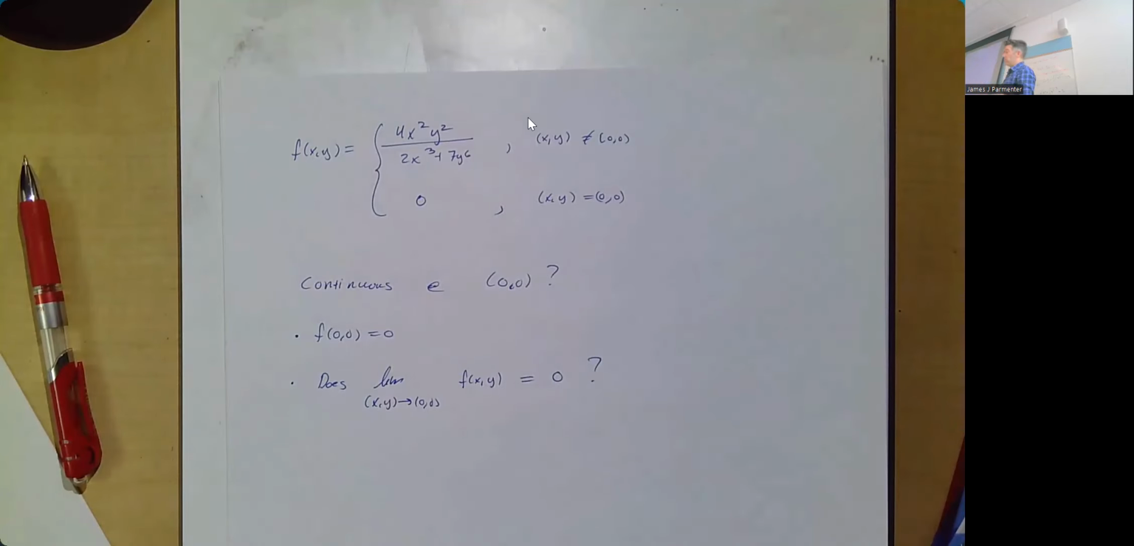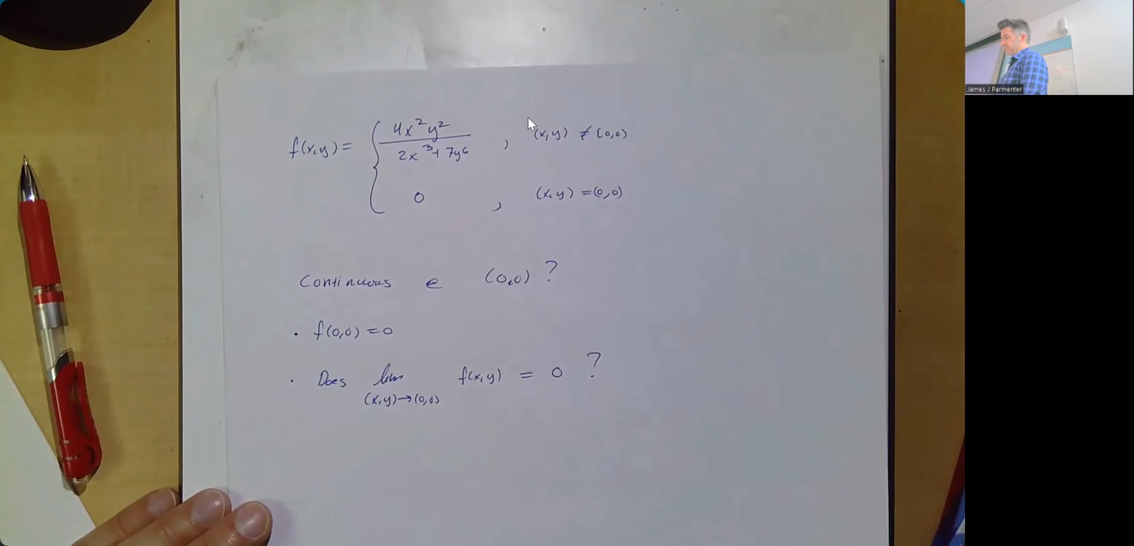This function is continuous at most points, wherever it's defined. For example, this function is certainly continuous at 1, 2, because the function value at 1, 2 is whatever you get when you plug in 1, 2, and the limit at 1, 2 is also the same number because you would just plug in 1, 2.